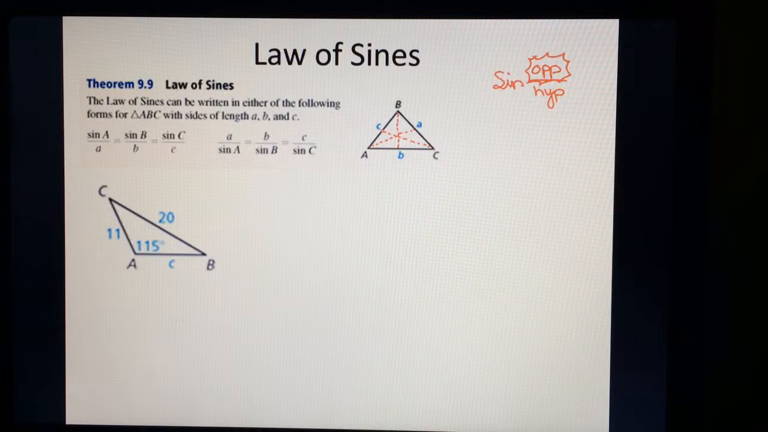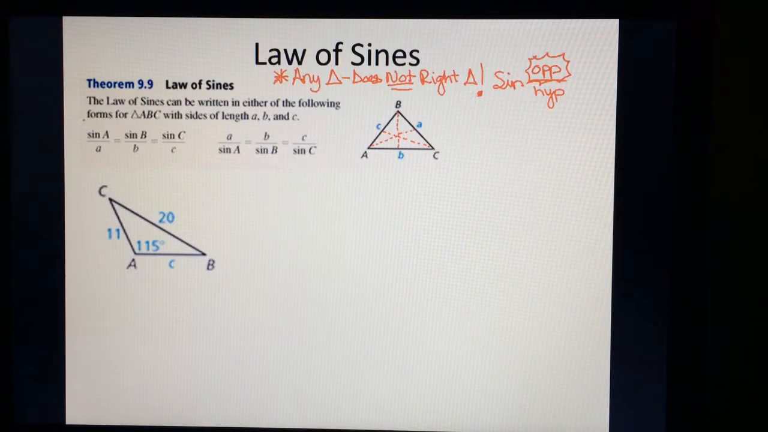The important thing about the law of sines is that this will work for any type of triangle. It does not need to be a right triangle. That's the important thing about the law of sines: it'll work for any triangle.